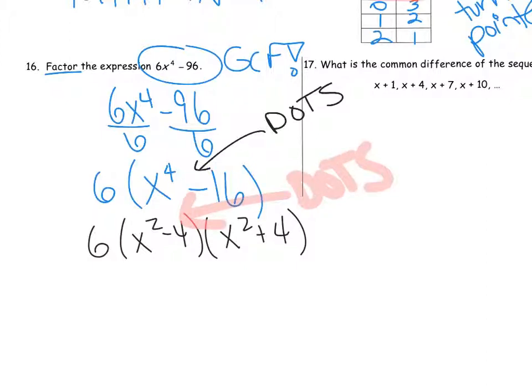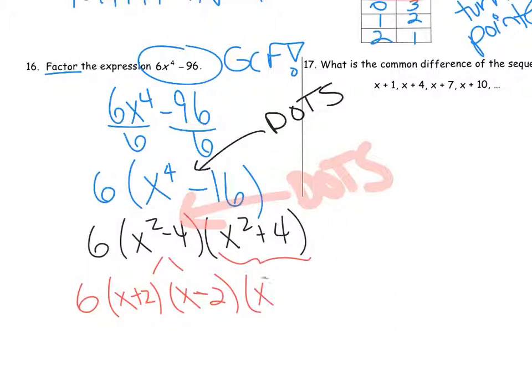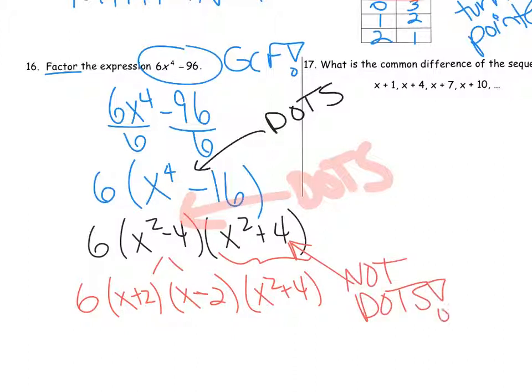All right, so let's do this. I've got 6 times the square root of x squared, we've got an x and an x. Square root of 4 is plus or minus 2. And then I'm going to bring down the x squared plus 4. This is not difference of squares because of the plus sign. The plus sign in the middle means it can't be difference of squares. Has to have subtraction, as we did over here. All right, great. Let's move on to the next question, number 17.